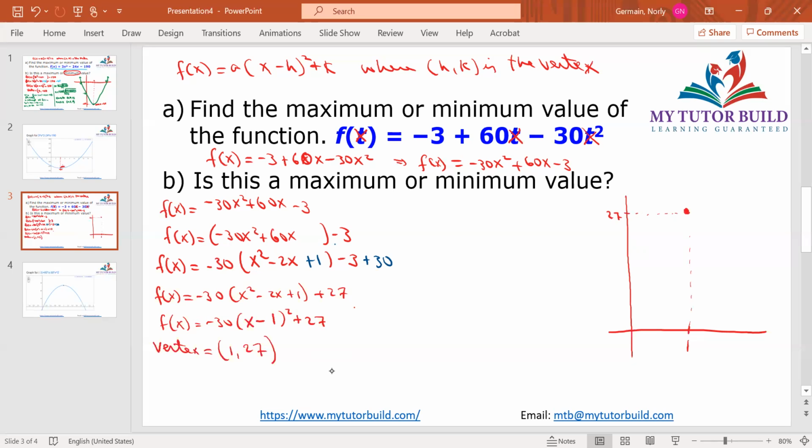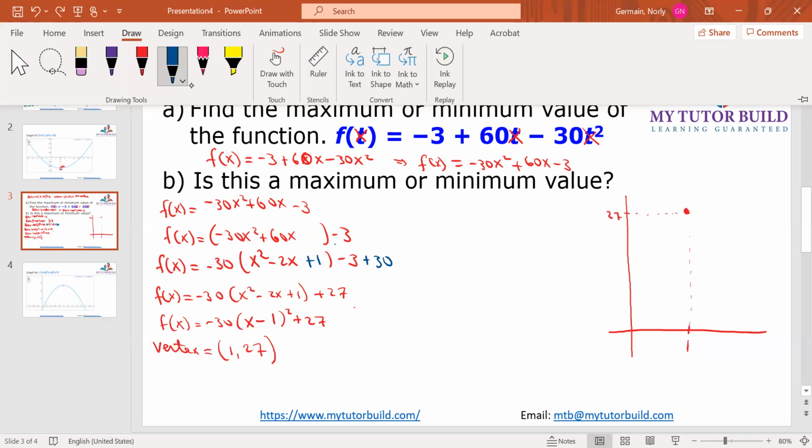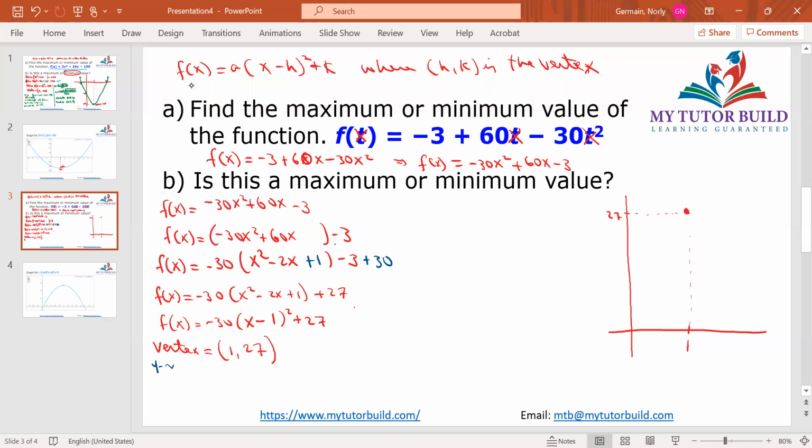Now, because the coefficient of x squared is negative, we know our parabola would open downward, so it would be something like this. Now, all we need to do is find the intercepts. We can find the y-intercept very quickly, because for the y-intercept, remember, you just set x equal to 0.